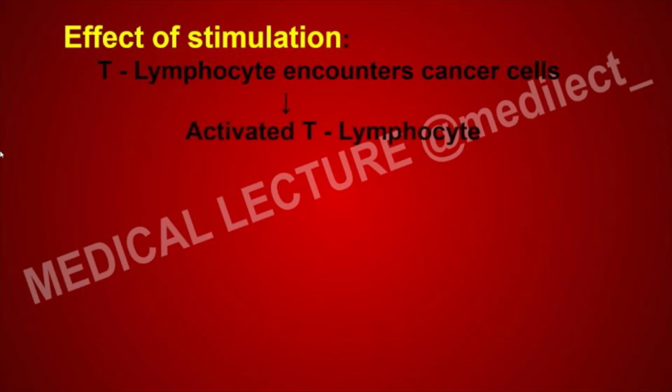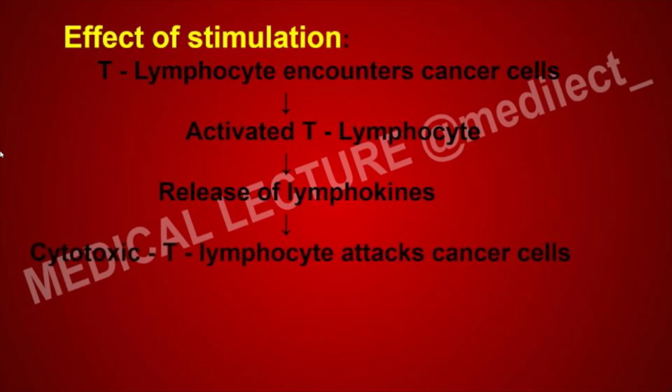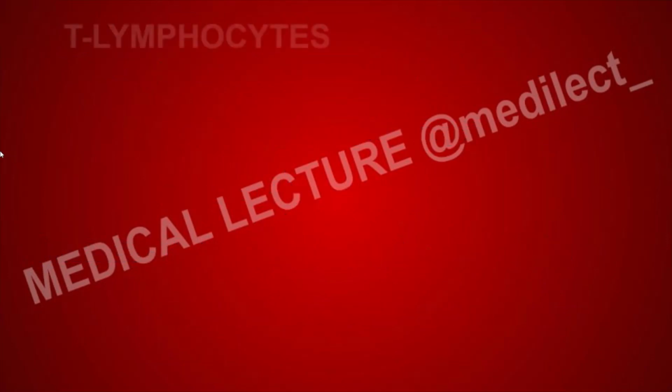Now, the effect of stimulation. The T lymphocyte encounters the cancer cell. Okay, these are the steps. How does the cell-mediated immunity occur? So, the T lymphocyte encounters the cancerous cell, which further causes the activation of the T lymphocytes. Now, what will happen? They release the lymphokines, and further cytotoxic T lymphocytes attack the cancer cell, and this causes the elimination of the cancer cells.